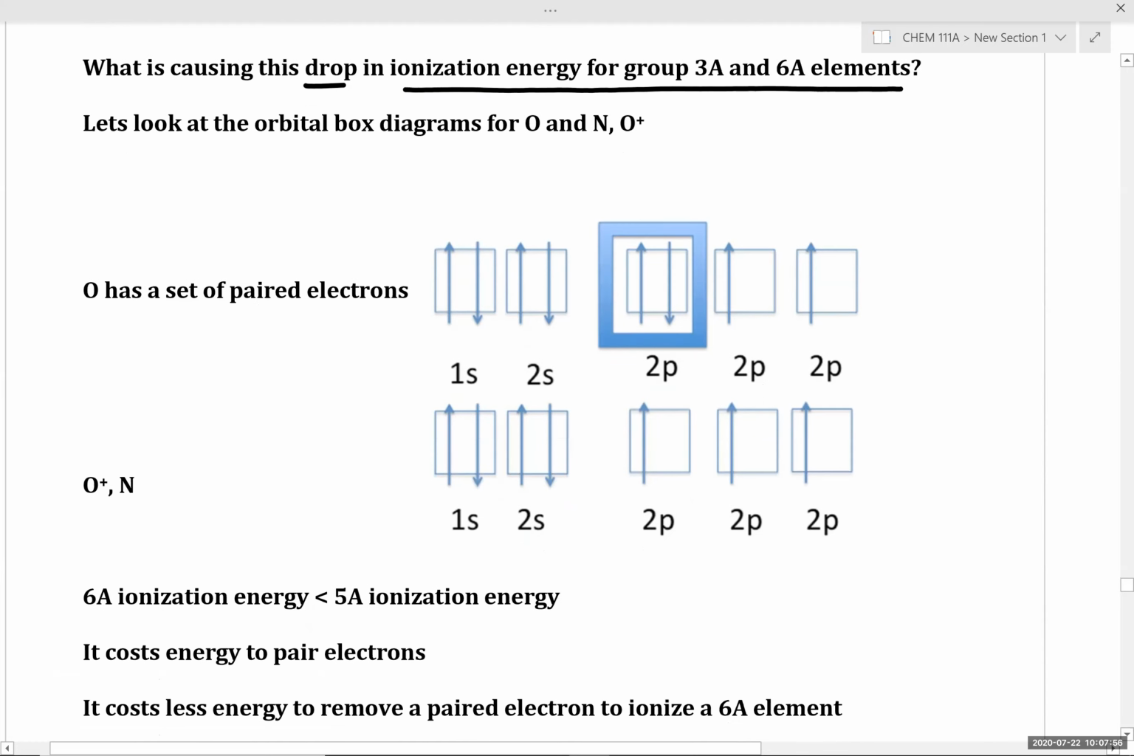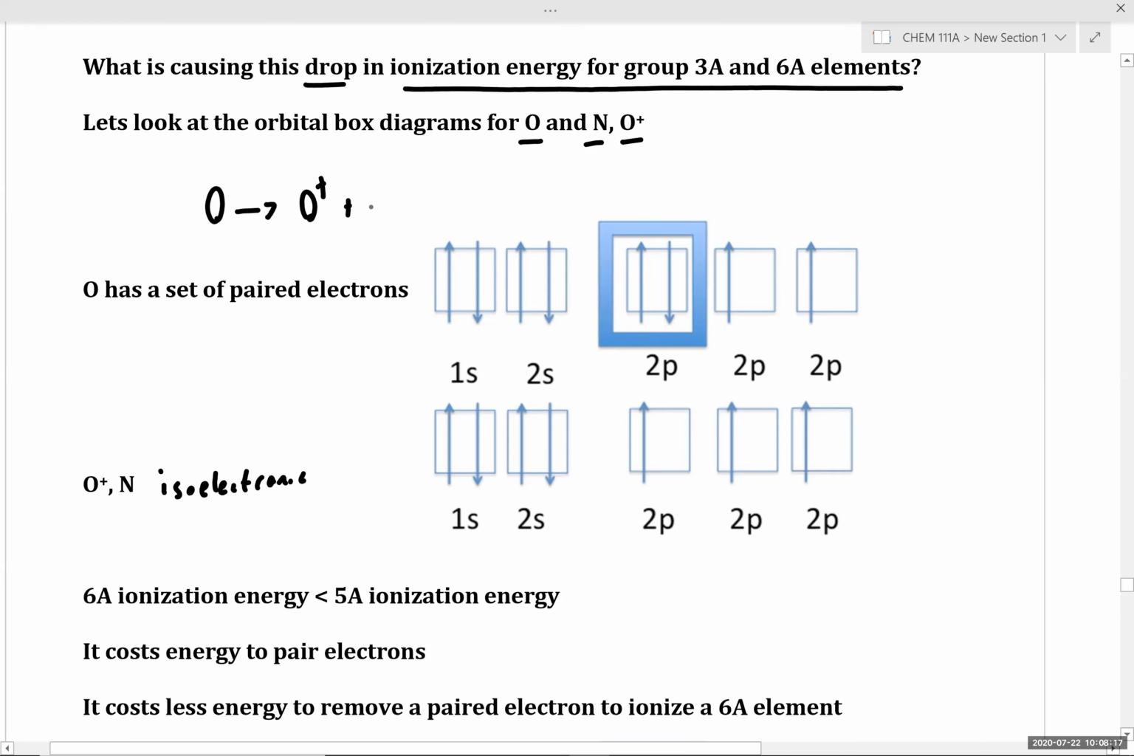So to do that, we're going to look at a series of charts. First, we're going to look at oxygen, nitrogen, and oxygen plus. Note, nitrogen and oxygen plus are isoelectronic. So let's try to answer the question, why is the ionization of oxygen to oxygen plus relatively easy compared to nitrogen? Why is it easier to ionize oxygen versus nitrogen?